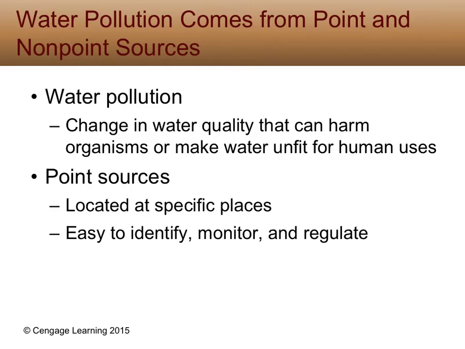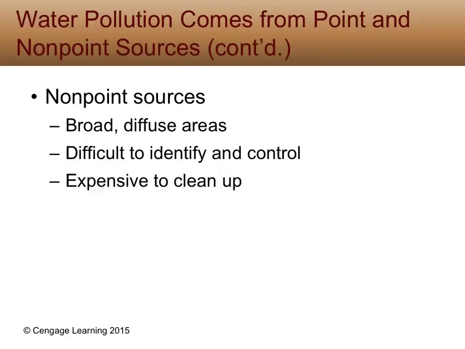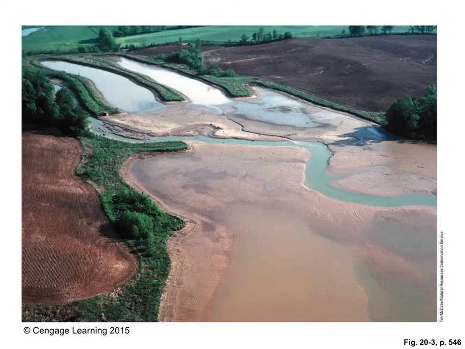Point source is literally you can point at where the toxin or the pollution is coming from. Very easy to identify and monitor. So take a look at this lovely picture of that terrible red stuff. You know exactly where you can trace back where that pipe is going and contaminants are coming from. Non-point sources are much harder. Broad, diffuse areas, really difficult to identify and control, very expensive to clean. You can see a picture right here. There's this river system, or this pond system, and we've got that sludge in there.